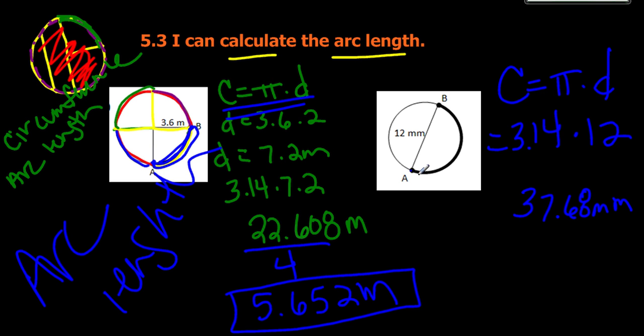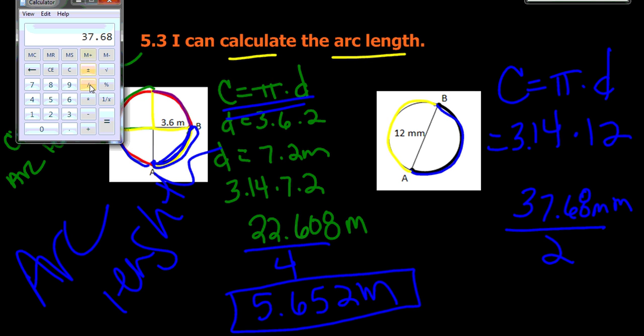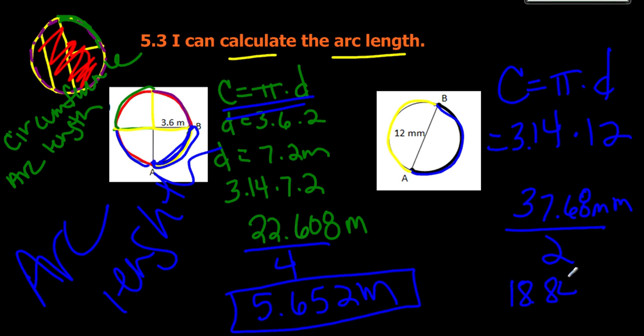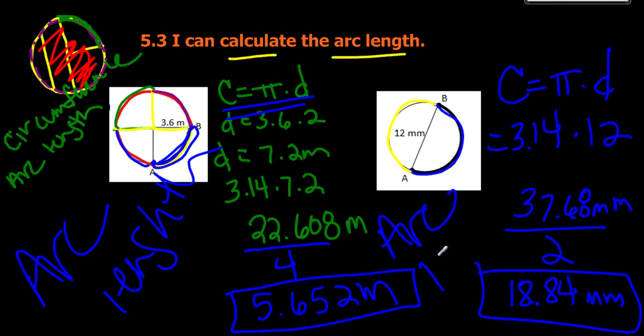And now if I look at how many equal sized pieces did I divide my circumference into, I have my one piece from A to B, and then I have another equal sized piece. So it's just 2 pieces. So that means I just have to take my whole circumference and divide it by 2 equal pieces. I hit divide by 2, and I get 18.84 of a millimeter. Super perfect. That's arc length. Not too bad, right? Not too bad. Go to work, mathematicians.